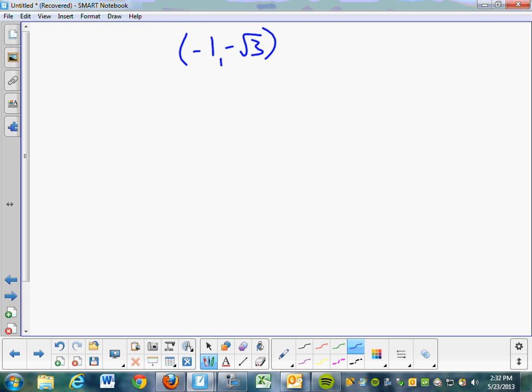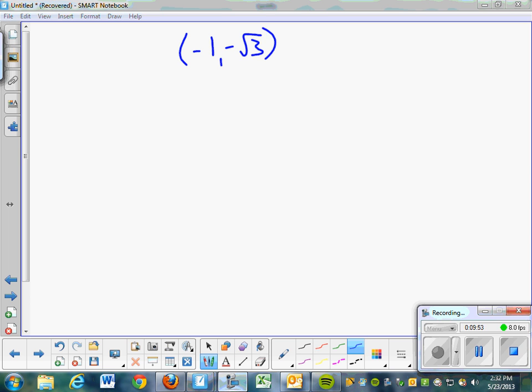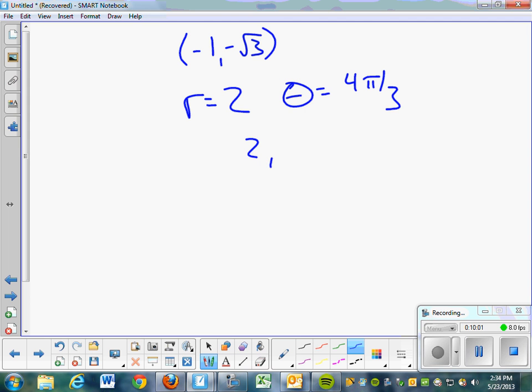You do it on your own. Go. Your answer is r is equal to 2. Theta equals 4 pi over 3. Any questions how I got that? Any questions? Going once. Twice.